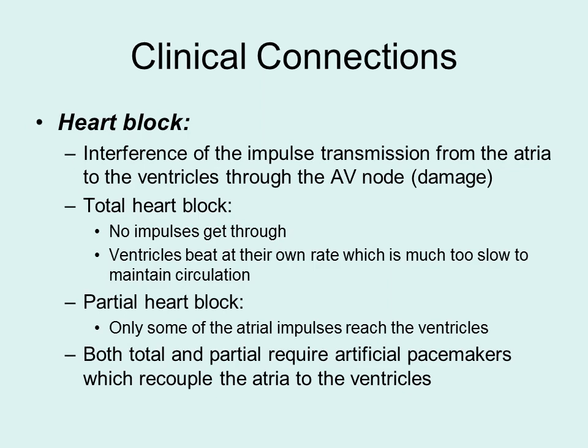Heart block is when you have interference with the transmission of that impulse. There's typically been damage to the AV node, and you're not able to properly transmit from the atria to the ventricles. If it is a total heart block, no impulse is going to get through, and the ventricles are going to start beating at their own rate, which typically is too slow. In partial heart block, only some of the impulses are able to get through. Both of these are going to require artificial pacemakers to help get back into a normal rhythm so that you are supplying all the tissues with adequate oxygen.